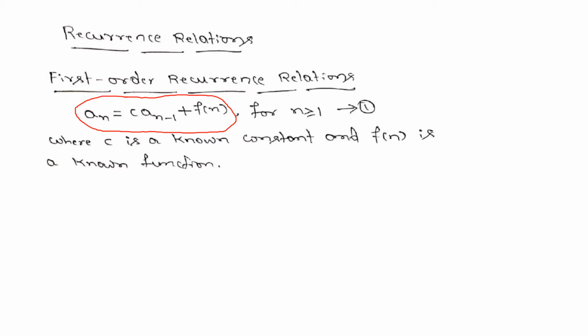Why the name recurrence here? Because every term will be depending on its previous term. That is, a_n depends on its previous term a_(n-1). That's why we call it a recurrence relation, where c is a known constant and f of n is a known function.